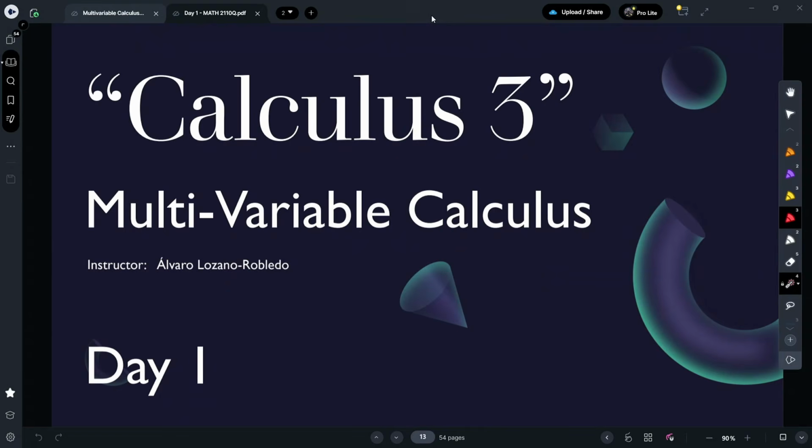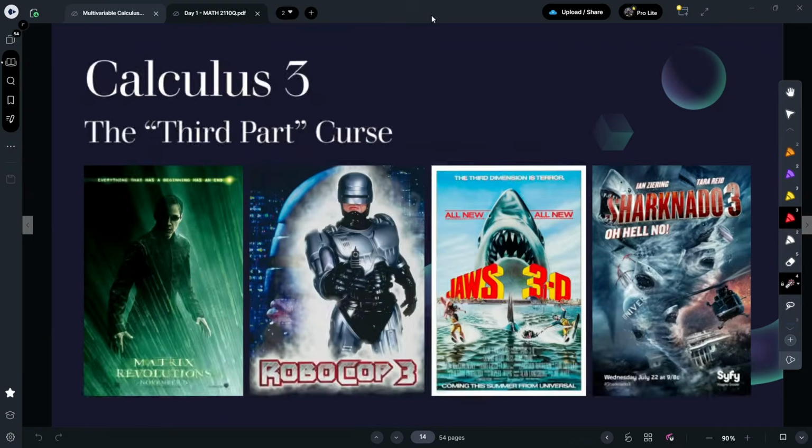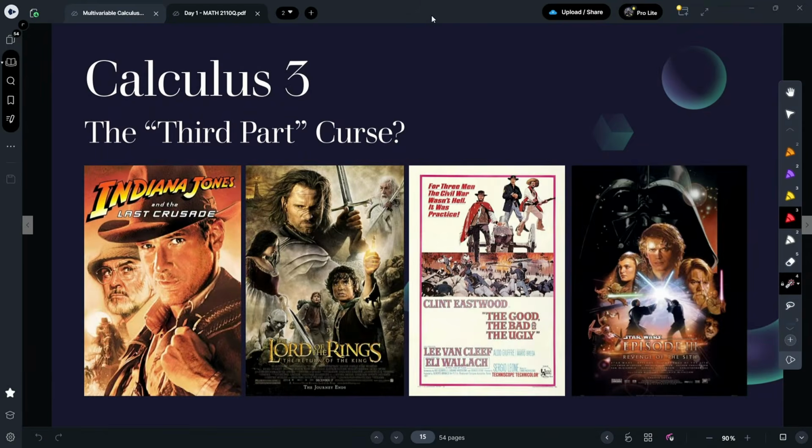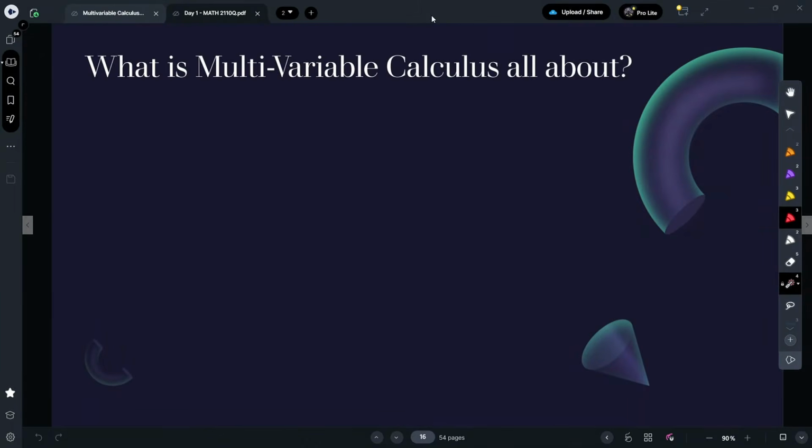Multivariable calculus. This is a course, typically a third course in the sequence of calculus. And third parts don't usually have the best rep. There is something called the third part curse. And there's many third parts that are terrible out there. But then there is also many third parts that are really good. And I'm hoping that this course is in that group, in that there is a lot of really cool things happening in multivariable calculus.